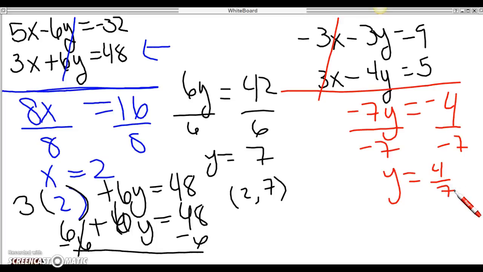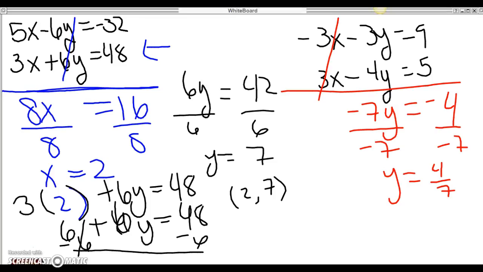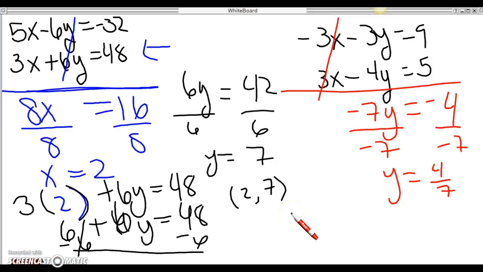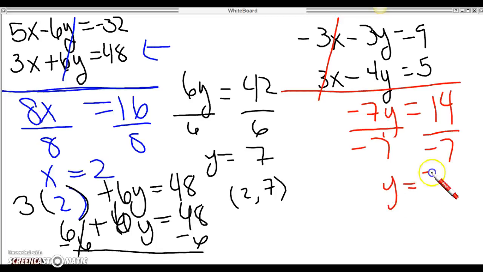Now I'm going to plug that back into my equation. Doesn't matter which one. Let me make sure I wrote this down correctly, because I'm wondering why they want us to deal with these fractions. Negative, negative, negative, negative. Oh, they just want us to deal with it. Nope, that's a positive 9. Okay, I'm sorry. Just making sure. I'm glad I went back and looked at that. Alright, so this is 14. Now I divide by negative 7, so that gives me a negative 2.